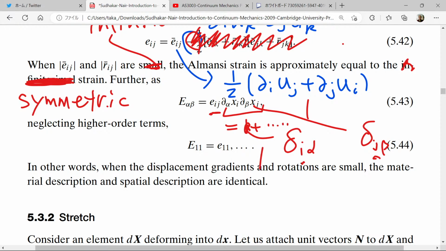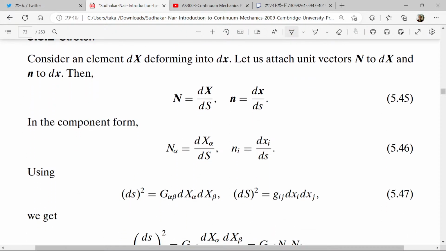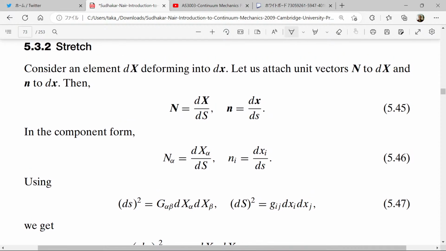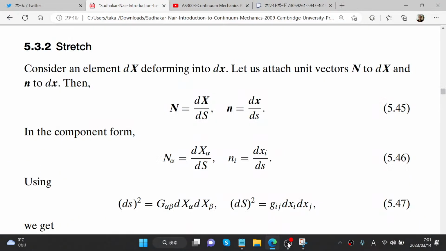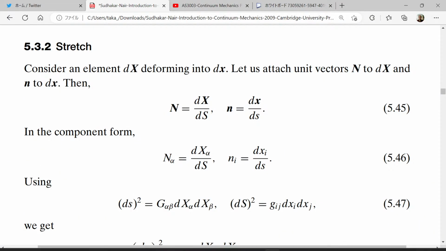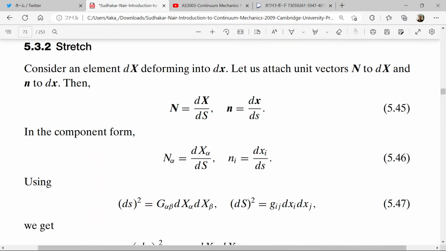Okay. Stretch. So now we consider stretch. Let me check how much time I have. See, my thing is very bad. Okay, 15 minutes. Let me continue a little bit.